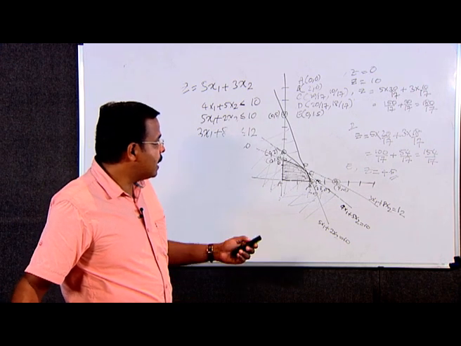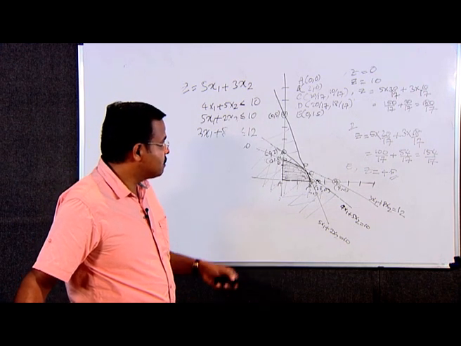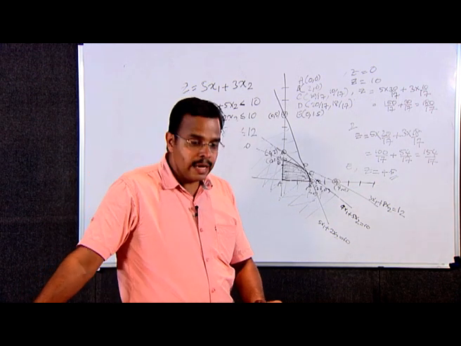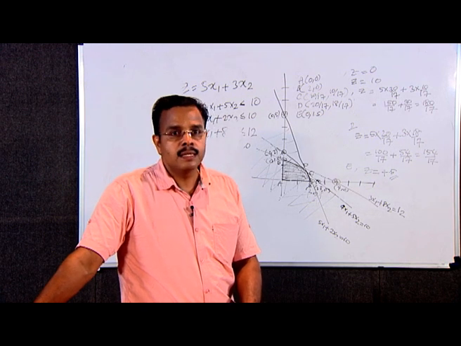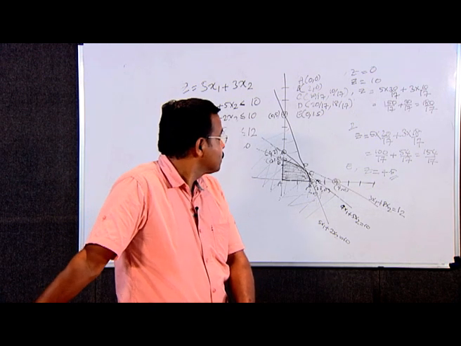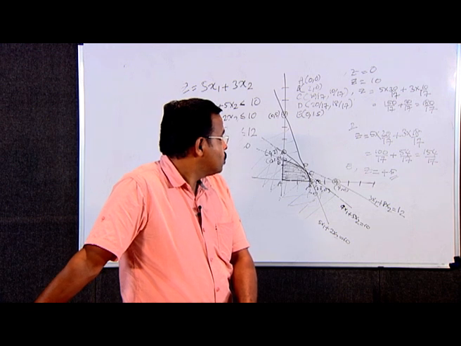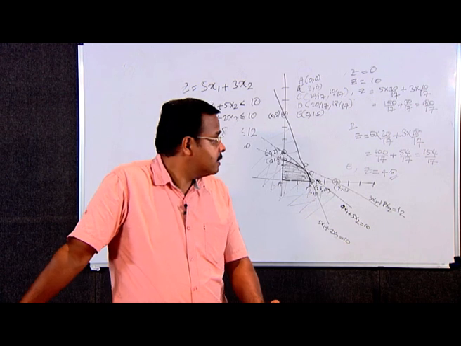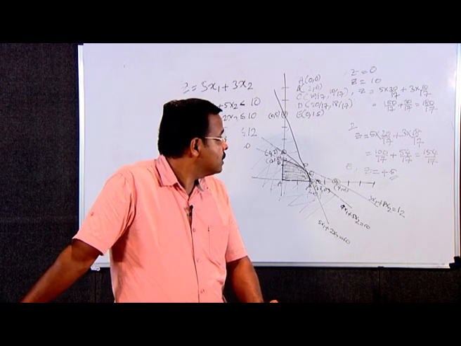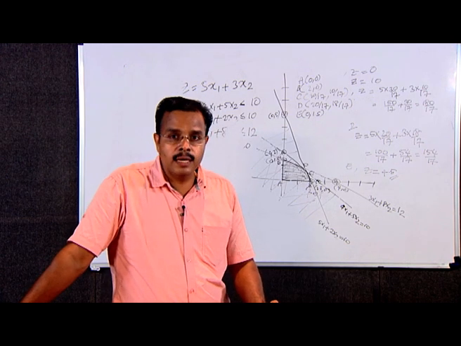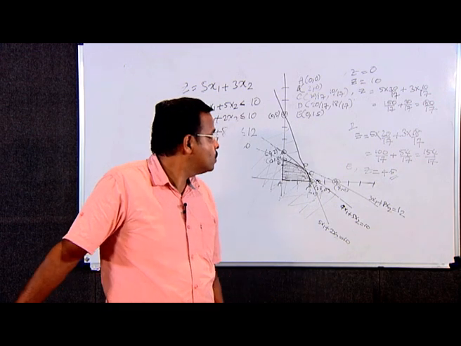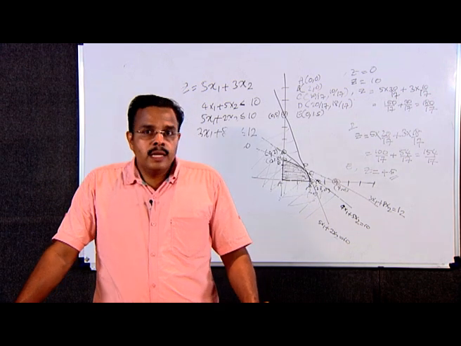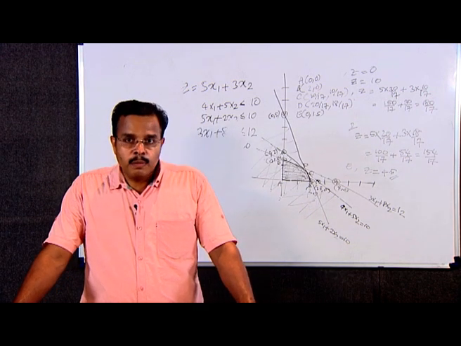Among these, we can identify where the value of Z becomes maximum. At C the value of Z, that is 180 divided by 17, is the maximum value of Z. So, the solution of this problem is the maximum value of Z is 180 divided by 17 at the point x1 equal to 30 divided by 17 and x2 equal to 10 divided by 17. So, all linear programming problems may not have an optimal solution.